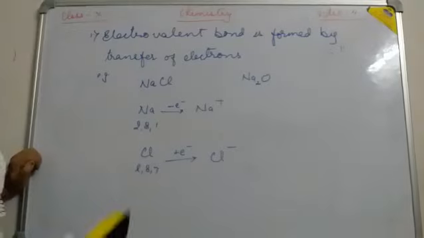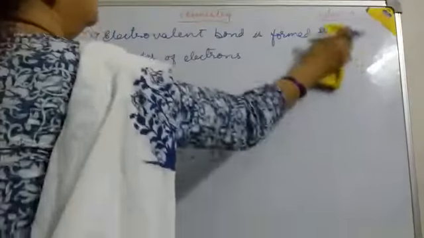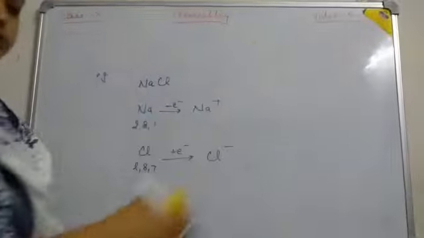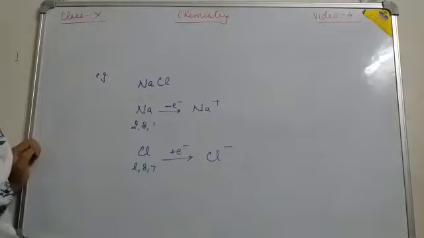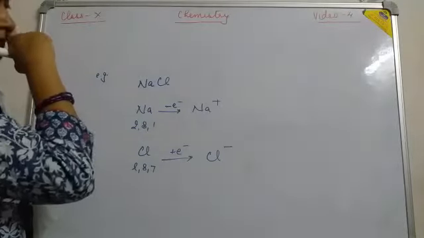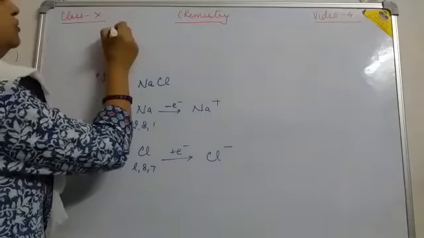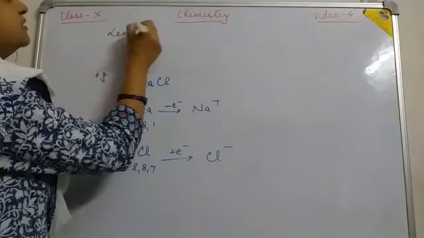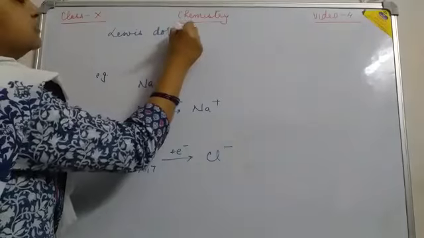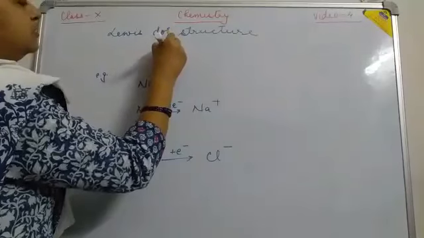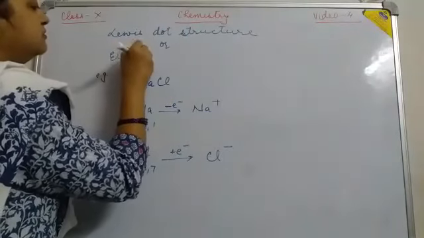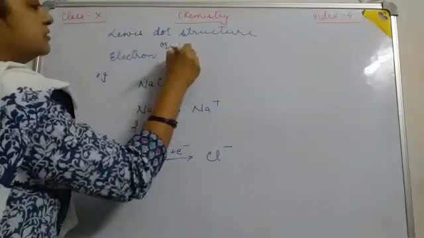To denote this loss and gain of electrons, we use the Lewis formula, the Lewis dot structure. Lewis is a scientist who worked on chemical bonding, how chemical elements react and what their valencies are. The Lewis dot structure, or Lewis dot formula, is generally called the electron dot structure.